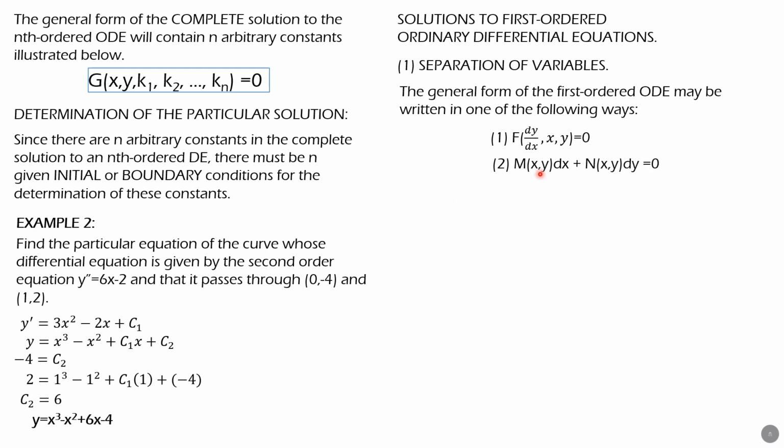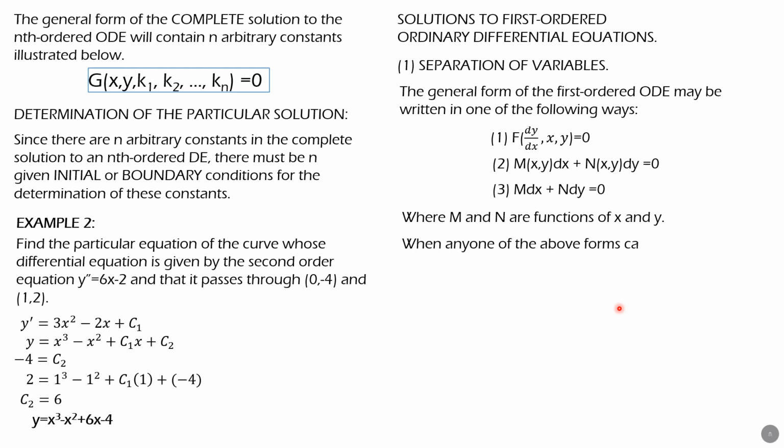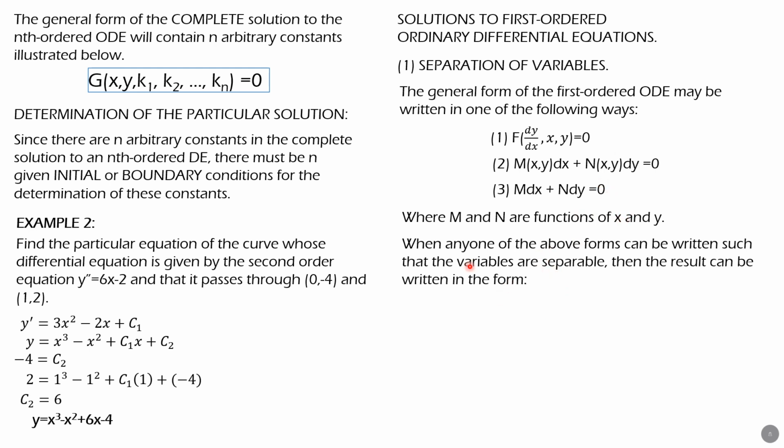And the third one is actually the same as the first, where M dx plus N dy equals 0, where both M and N are functions of x and y. So when any one of the above forms can be written such that the variables are separable, then the result can be written in this form here. A function of x, we group all functions of x times the differential of x, plus a function of y times the differential of y equals 0. So this is what we call variable separable, so that we can evaluate the integrals independently.